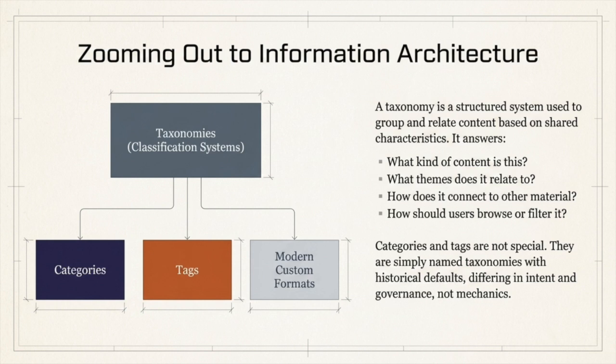To understand them, we have to step back into information architecture. At the core is the taxonomy. It's a big word, but it basically just means a structured classification system designed to group and relate content based on shared traits. Categories and tags aren't special or distinct mechanics. They're simply named taxonomy conventions inherited from early content management system defaults.